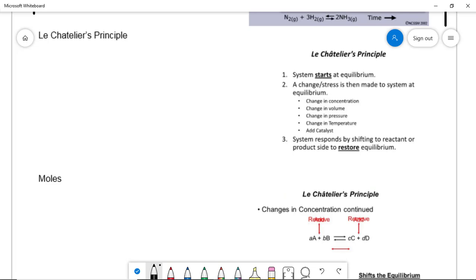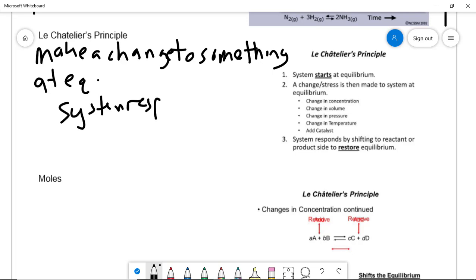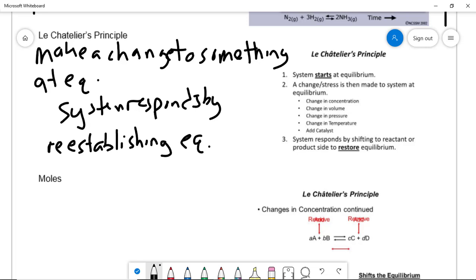Well, Le Chatelier basically said when you make a change to something at equilibrium, that particular system is going to respond by reestablishing equilibrium. And that typically causes a shift. That shift is either going to be towards the product side or towards the reactant side. Now, which direction the reaction shifts depends on what you are doing to the particular material.